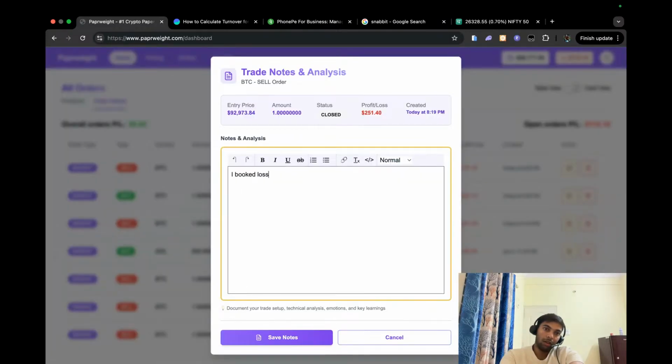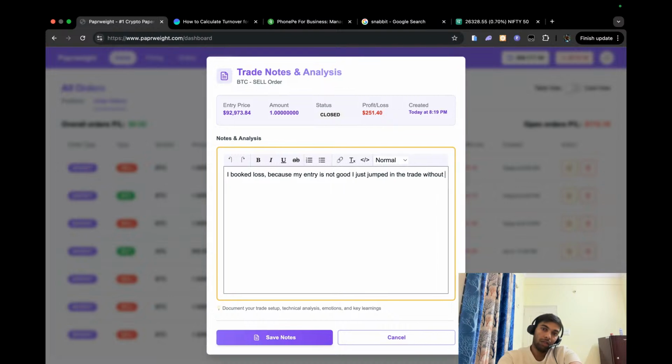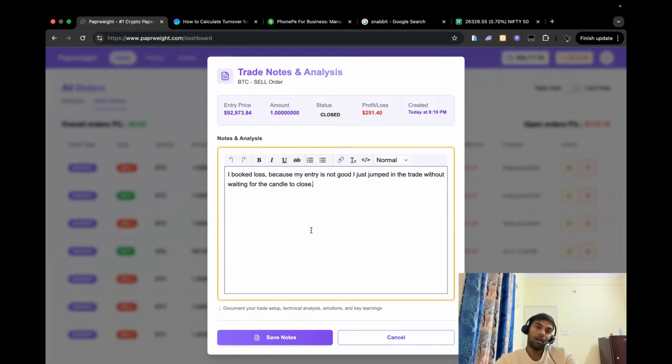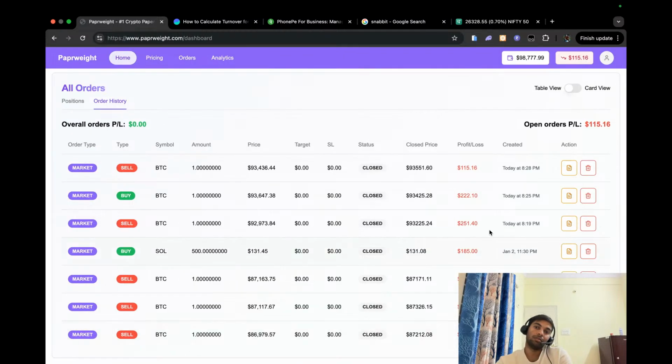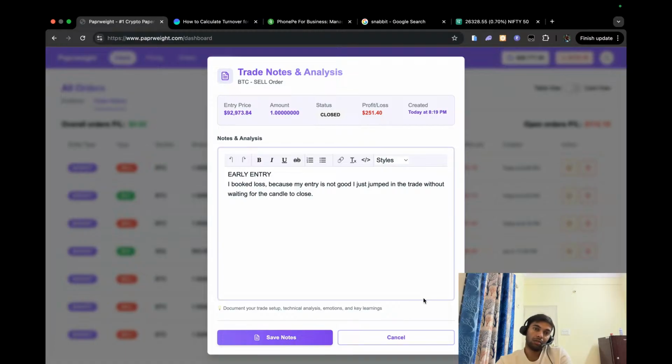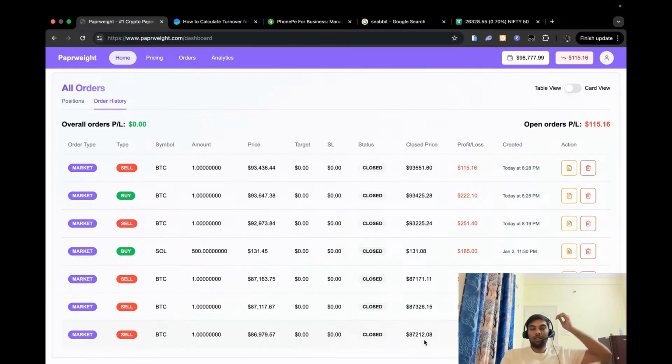I booked a loss because my entry was not good. I just jumped into the trade without waiting for the candle to close. Or let me tag this as an early entry. Save notes. So the next time I come, I'll see that okay, this has some kind of notes.